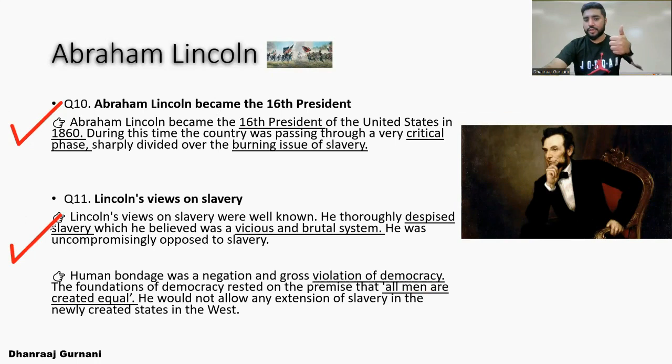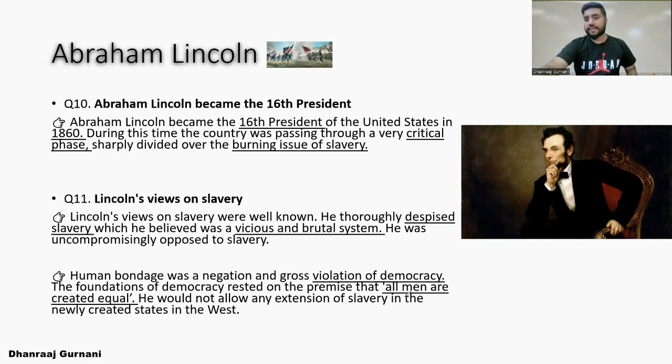16th president, keywords. 1860, when he became president, the country was going through a crucial phase, which was regarding the issue of slavery. Question number 11, what was his view? He clearly despised the system of slavery. He believed it to be vicious and brutal. And he said at any cost there will be no slavery. He uncompromisingly opposed it.